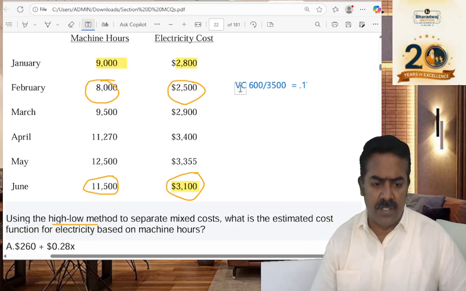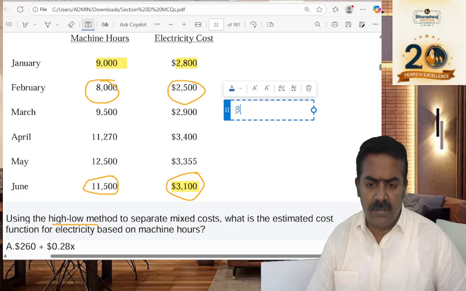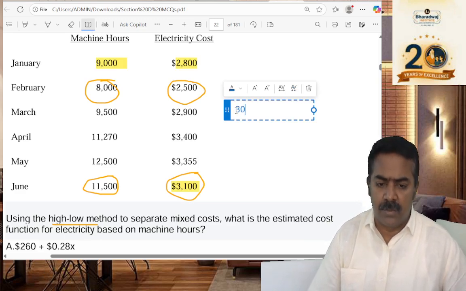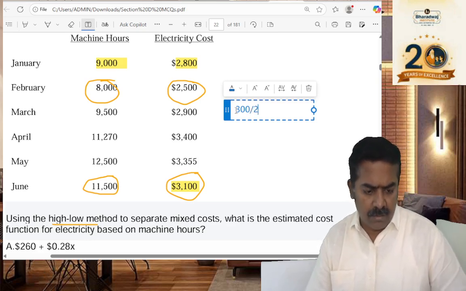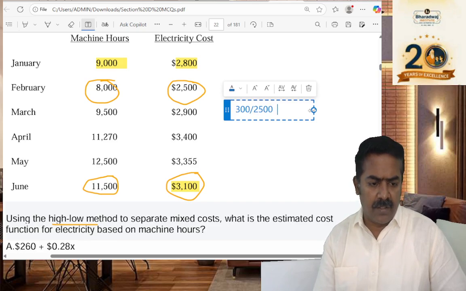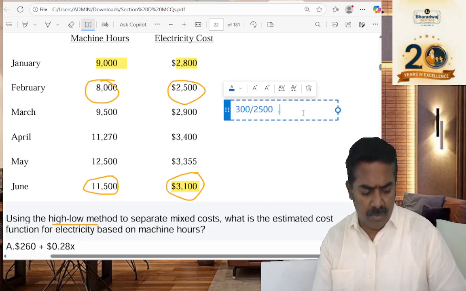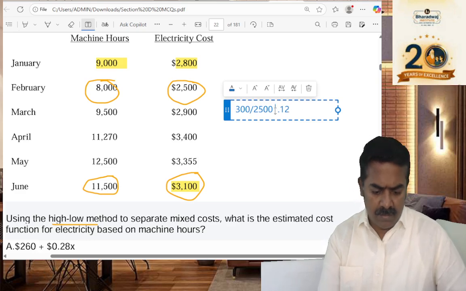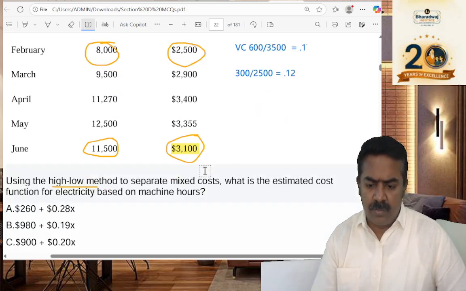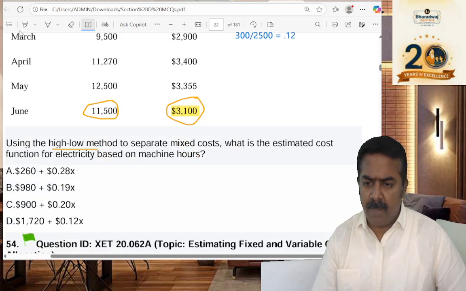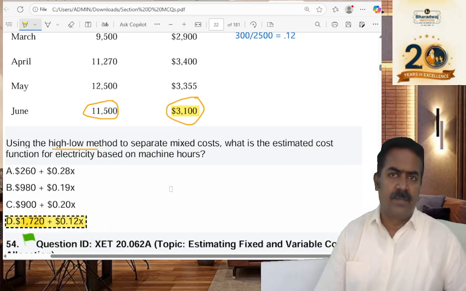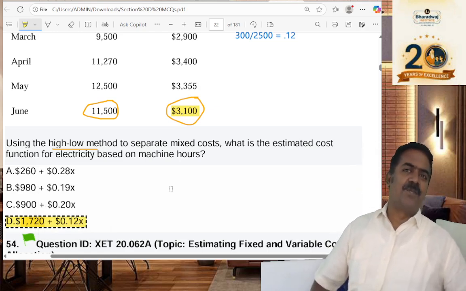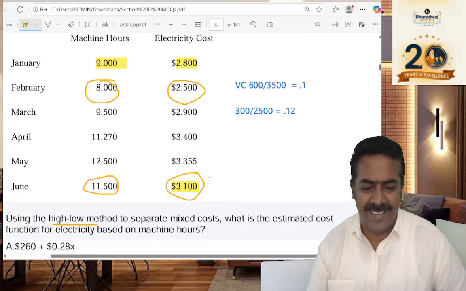Suppose if this question is given, 0.17 is not coming in any other option. If it is comparing 9,000 and 11,500, 300 divided by 2,500. What is the answer here? 0.12. Probably this could be the answer. But that is not logical. But given the situation, this option we can take.